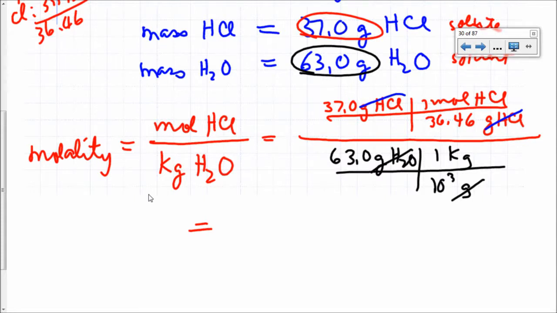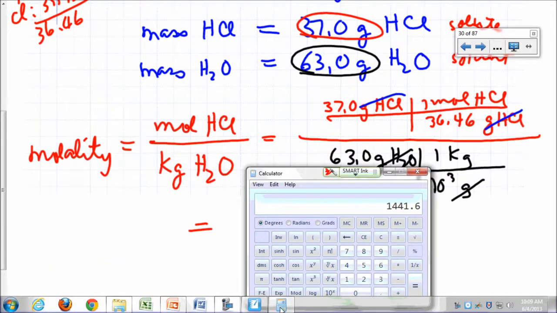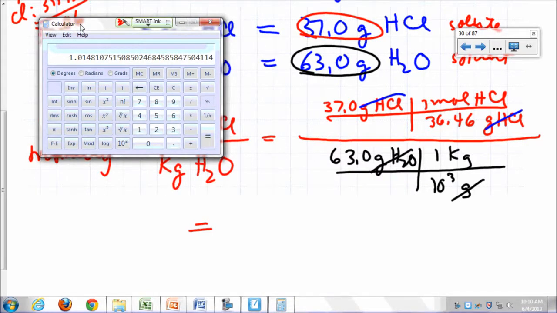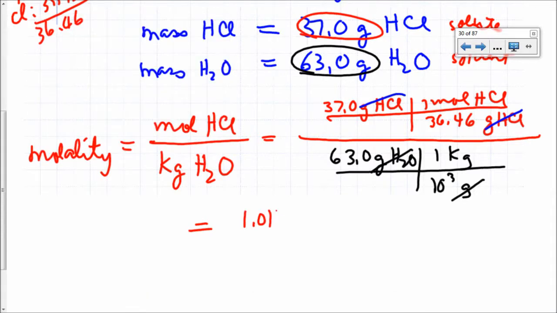How would that be? 37 divided by 36.46. So that's 1.014 in the numerator. 1.0148, so 1.015. I'm keeping an extra digit there. I should only have 3 sig figs, right?